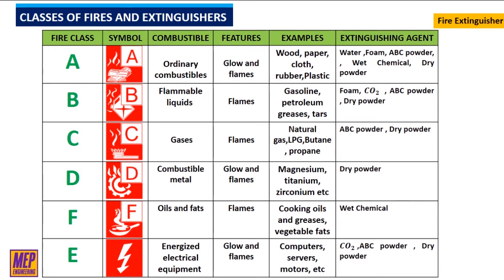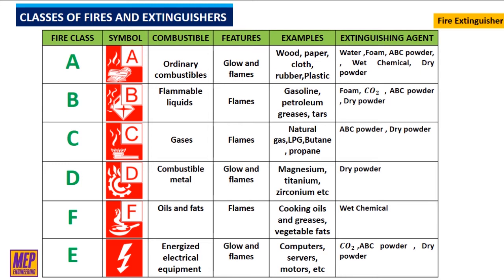Class D. Class D fires are fires in combustible metals such as magnesium, titanium, zirconium, sodium, lithium, and potassium. Class F. Class F fires are fires in cooking oils and greases such as animal and vegetable fats. Class E. Class E fires are fires involving energized electrical equipment such as computers, servers, motors, transformers, and appliances.